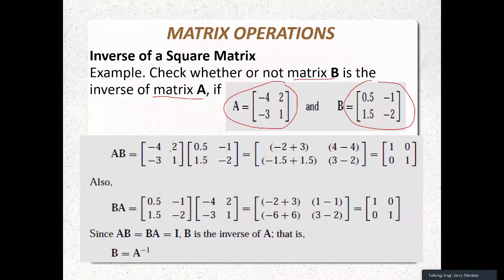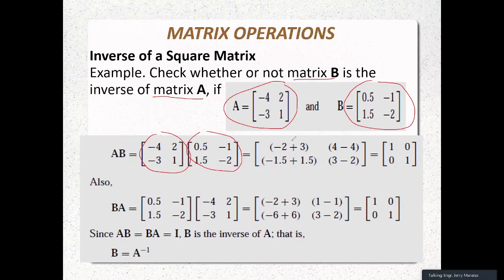So let us multiply. Of course we can multiply because they are of the same order. So 2 by 2, this is also 2 by 2. That means the number of columns of the first matrix is the same as the number of rows of the second matrix. And the resulting matrix should also be 2 by 2, with the number of rows of the first and the number of columns of the second matrix. Okay, so let us perform the multiplication. So this is your matrix A and this is your matrix B. The resulting matrix is also 2 by 2, right?